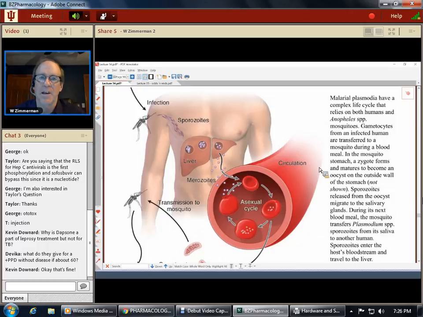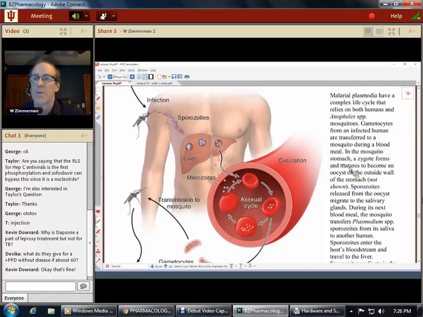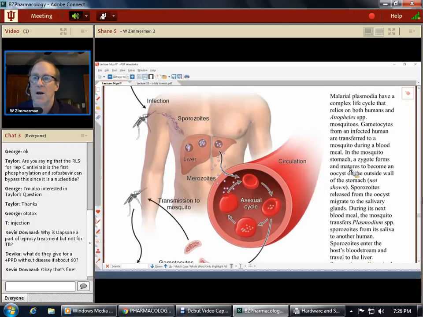But there's this life cycle where we start off with the pretty well delineating caption here. These gametocytes transfer to a mosquito when it comes and bites, and then the mosquito does different things with it, forms an oocyst and so on, on the outside wall of the stomach. The sporozoites migrate to the salivary glands, and then the mosquito will transfer that Plasmodium species into its saliva, and then the sporozoites will enter the bloodstream.